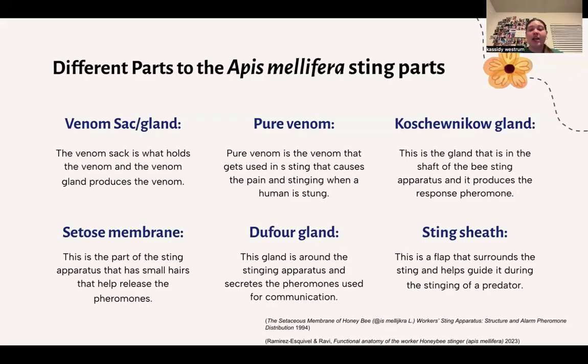The Dufour gland is around the stinging apparatus and it secretes the pheromones that they use for communication. So when they communicate with the other bees, they use the Dufour gland because it helps that communication and it produces the pheromone for that specific communication. And then the sting sheath is a flap that surrounds the sting and it helps guide the stinger when attacking a predator. So when it stings us, it's this sheath that helps guide it and protects it when it's not stinging anybody.